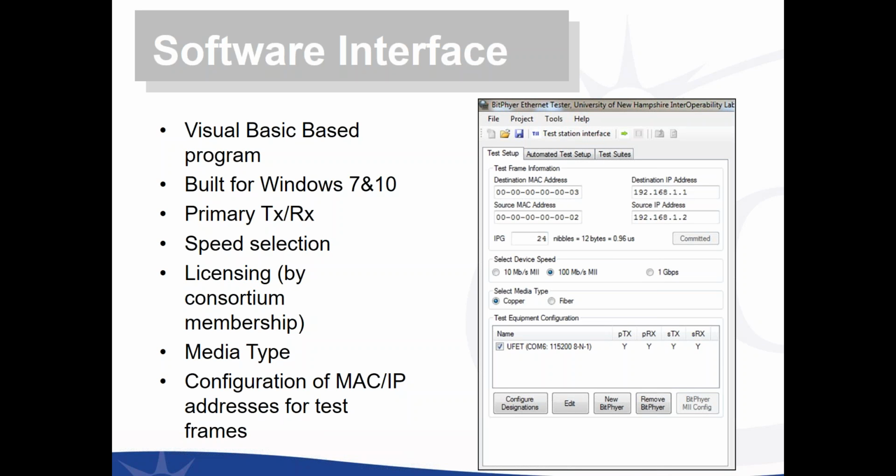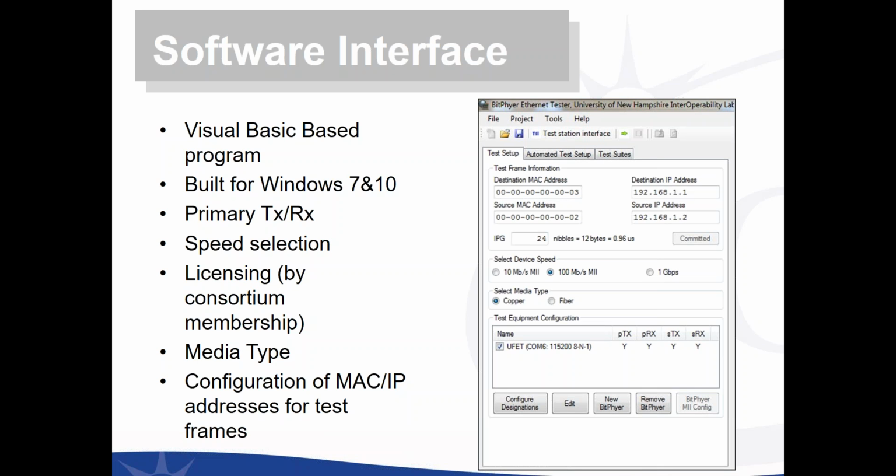I want to talk a little bit about the speed selection, because this is how we will be licensing this test tool. You'll have the option to license this tool based on the Ethernet memberships that you have at the IOL. For instance, if you have a fast and gigabit Ethernet membership, you will be able to license the tool for those speeds, but not 10 gig.